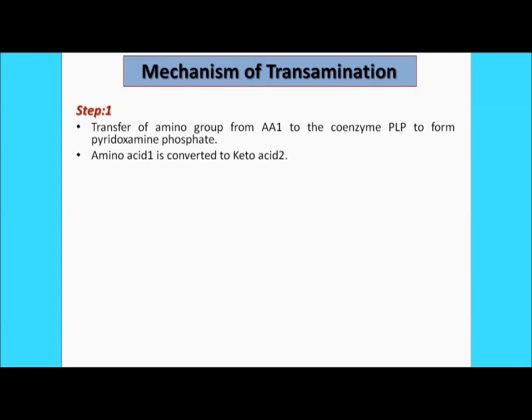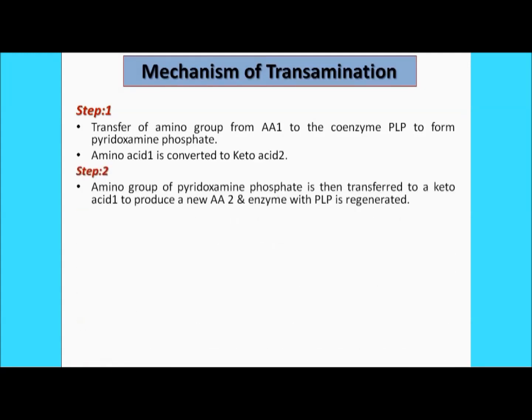The first step is the transfer of the amino group from the amino acid to the coenzyme PLP. Once the amino group is transferred to the PLP, it will form pyridoxamine phosphate. This is step 1, right? Now the amino acid 1 is converted to keto acid 2. These numbers 1, 2 are designated as per the stage of the reaction in the transamination process, right?